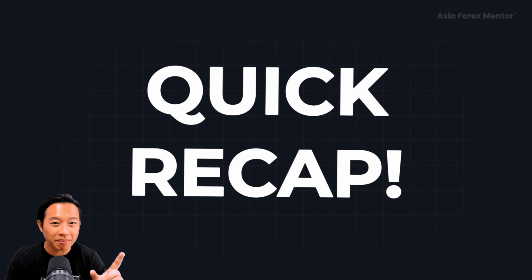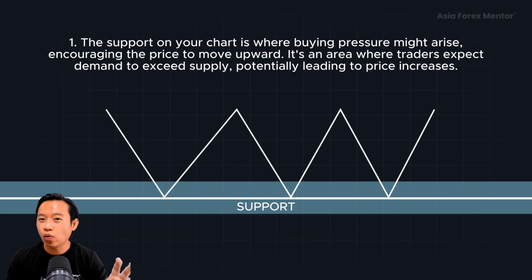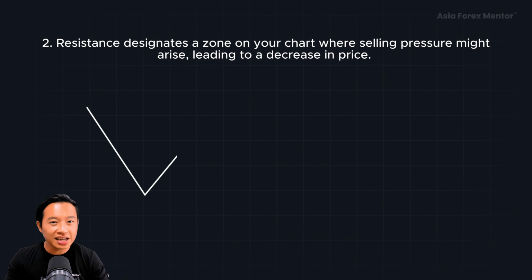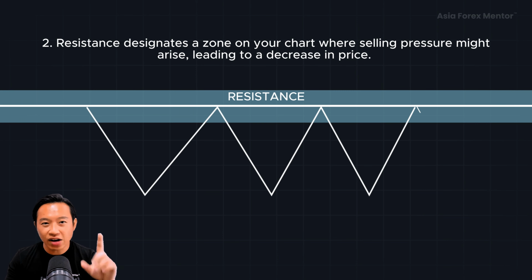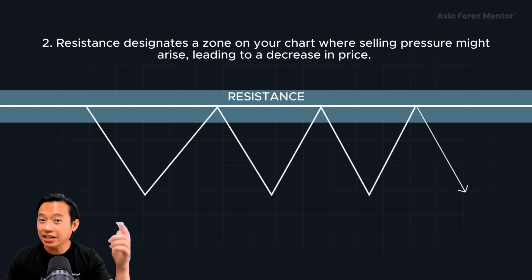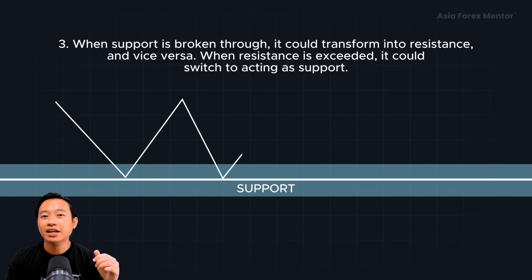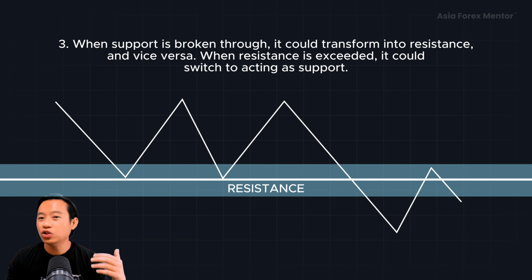Alright, so with that said, let's do a quick recap. Number 1, the support on your chart is where the buying pressure might arise, encouraging the price to move upwards. It is an area where traders expect demand to exceed the supply level, potentially leading to price increases. Number 2, resistance designates a zone on your chart where the selling pressure might arise, leading to a decrease in price. Number 3, when the support is broken, it could transform into a resistance and vice versa. So when a resistance is exceeded, it could switch to act as a support.